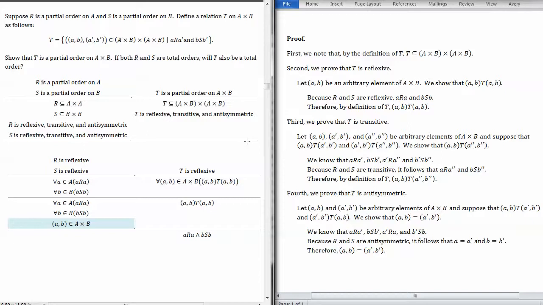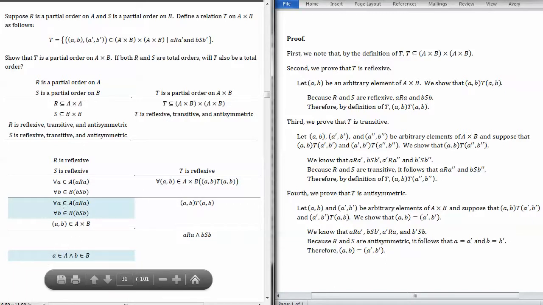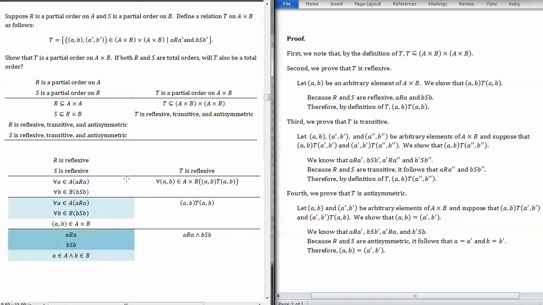And well, the fact that AB is in that Cartesian product means that A is in A and B is in B. And then that's going to allow us to do a couple universal instantiations, right? A and A allows us to write down this one, that A is related to A by R, and the other one gives us BSB. And we're good because that was our goal.